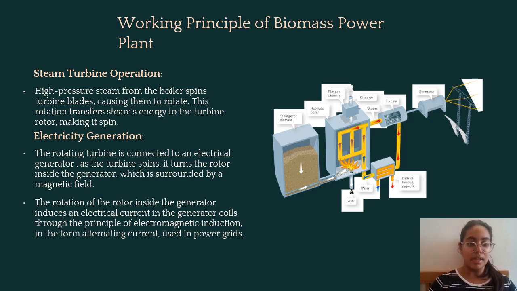Electricity generation. The rotating turbine is connected to an electrical generator. As the turbine spins, it turns the rotor inside the generator, which is surrounded by a magnetic field. The rotation of the rotor inside the generator induces an electrical current in the generator coils through the principle of electromagnetic induction, in the form of alternating current used in power grids.